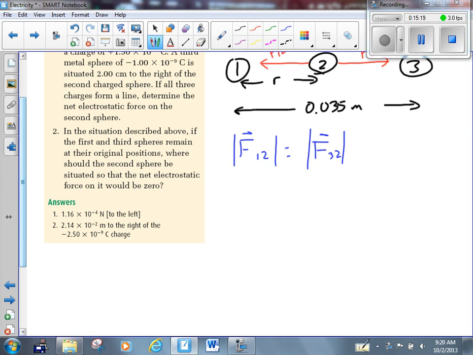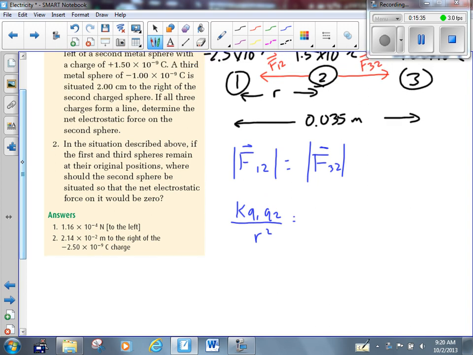All right, F12 is K Q1 Q2 over R squared. Would you agree with that? That's what we did before in the last question. The value of F32 is K times Q2 Q3 over, well, we can't call it R. It's the distance that separates 2 and 3, but it's not the same distance that separates 1 and 2. And that we called R, so we can't call this one R. We call it X or D or whatever we want, really.